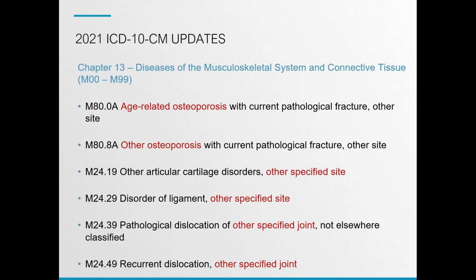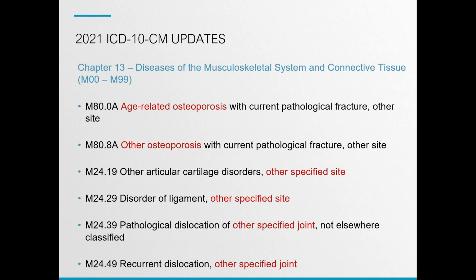Chapter 13 includes several updates this year, including 12 new codes to define other pathological fractures, M80.8AX and M80.0AX, and updates to include an expanded list of codes for rheumatoid arthritis, as well as primary and secondary arthritis and arthritis caused by trauma.